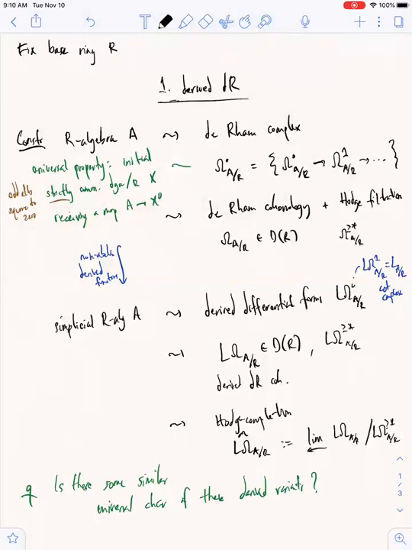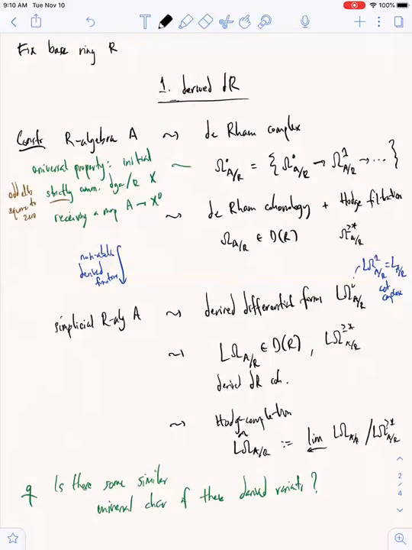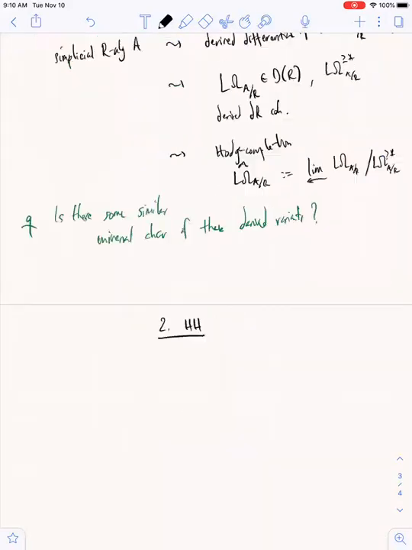Okay, that's derived de Rham cohomology. That's the one question I'll talk about today. And the other half is about Hochschild homology. Were there any questions about that? Please shout out questions if you haven't.